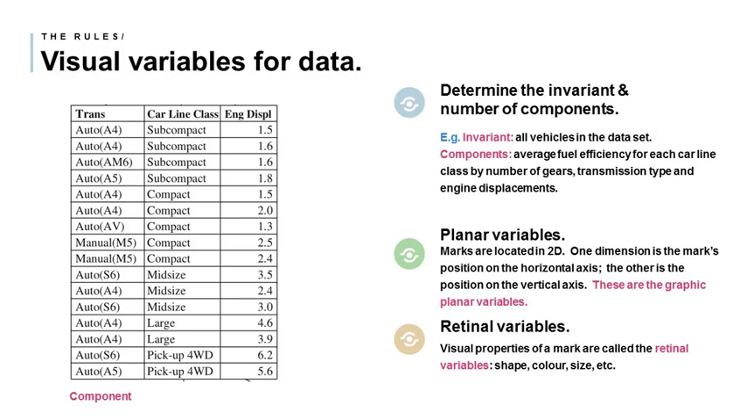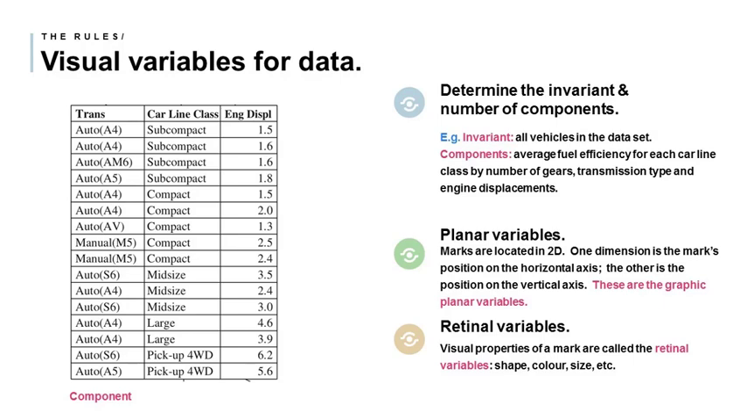We could present, among other things, the average fuel efficiency based on each car line class, so we can compare fuel efficiencies of compact cars to large pickups. We might want to break this down further by the number of gears a car has or its transmission type, posing a question such as, are automatics more fuel efficient than manual cars? We can compare across whatever variables are available.